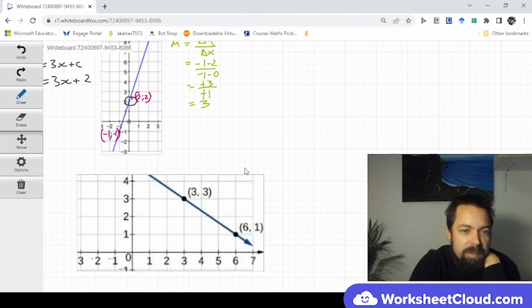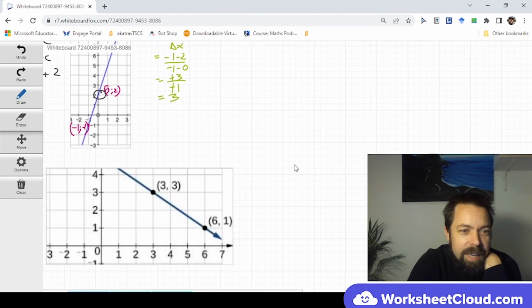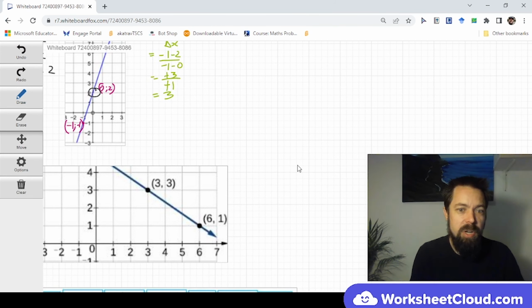All right, so here is a nice example. I've got an example here where I have 2 points on the line. I don't know my x-intercept. I don't know my y-intercept. So I'm going to start off by finding the formula for the graph, and then from there, I'm going to try and find the x and y intercepts.